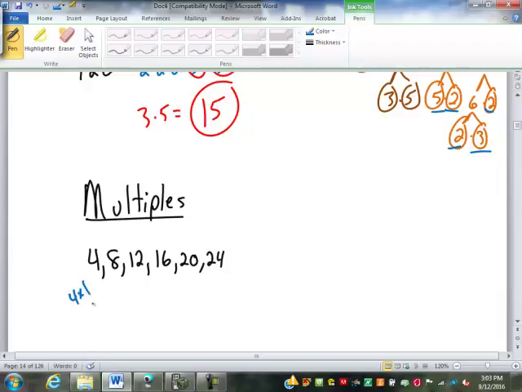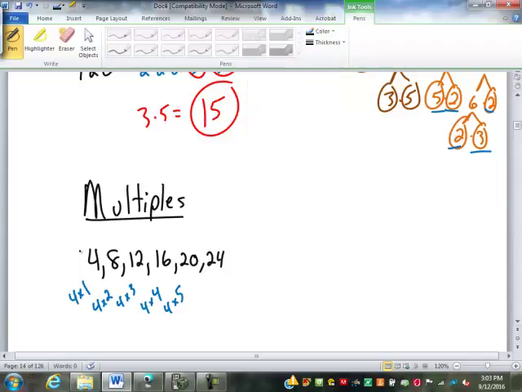4 is 4 times 1. 8 is 4 times 2. 4 times 3 makes 12. 16 is 4 times 4. 20 is 4 times 5, and so on. Just increase the number you're multiplying by 1, and you get this list of numbers.